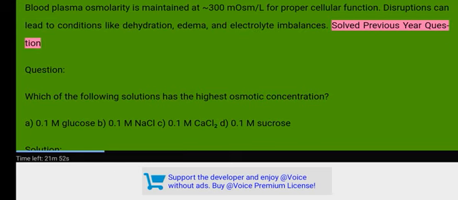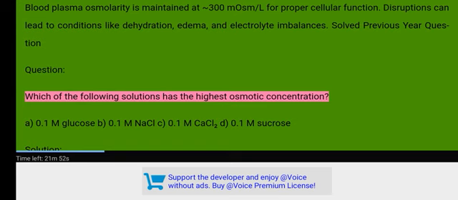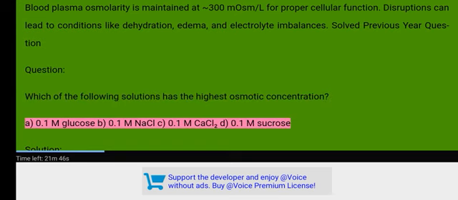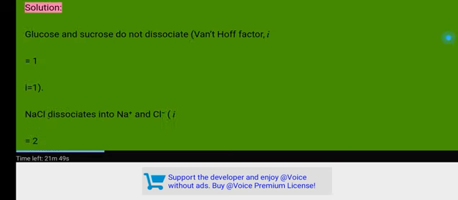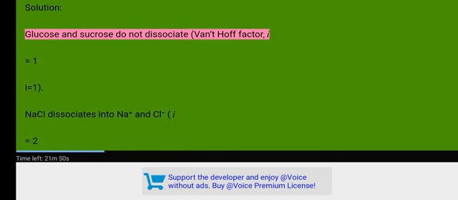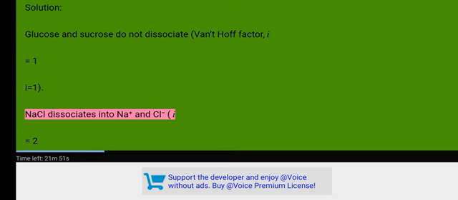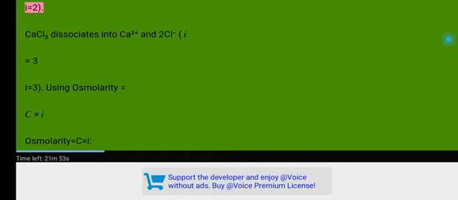Solved previous year question. Question: which of the following solutions has the highest osmotic concentration? A. 0.1 M glucose. B. 0.1 M NaCl. C. 0.1 M CaCl2. D. 0.1 M sucrose. Solution: glucose and sucrose do not dissociate, so Van Hoff factor i equals 1. NaCl dissociates into Na+ and Cl-, i equals 2. CaCl2 dissociates into Ca2+ and 2Cl-, i equals 3. Using osmolarity equals C times i.